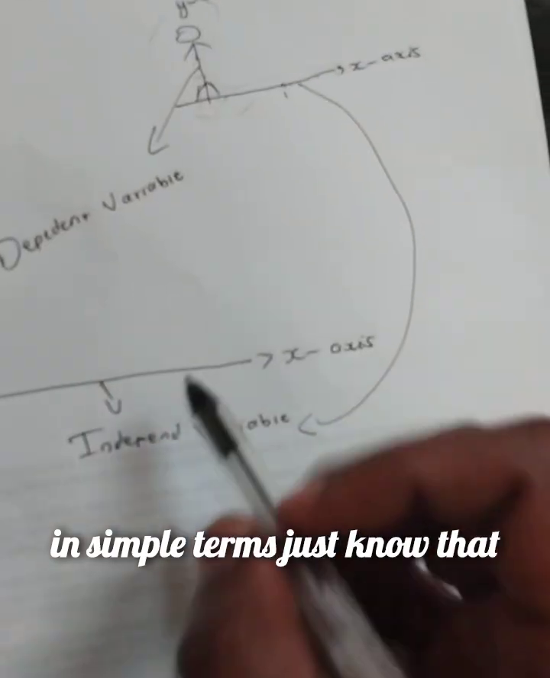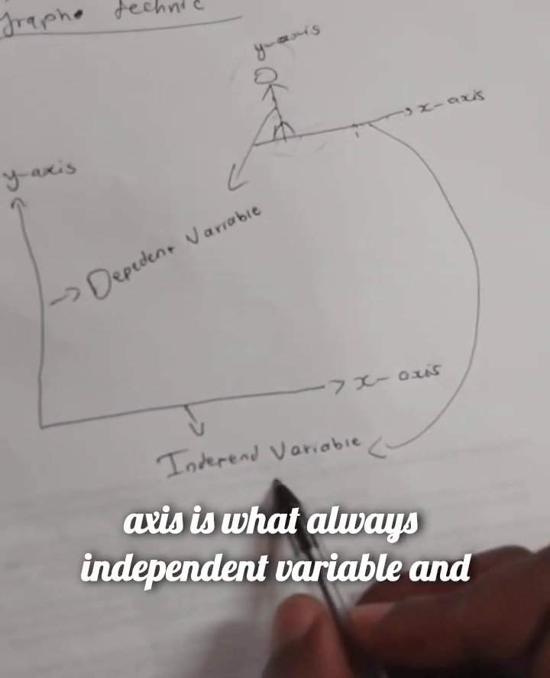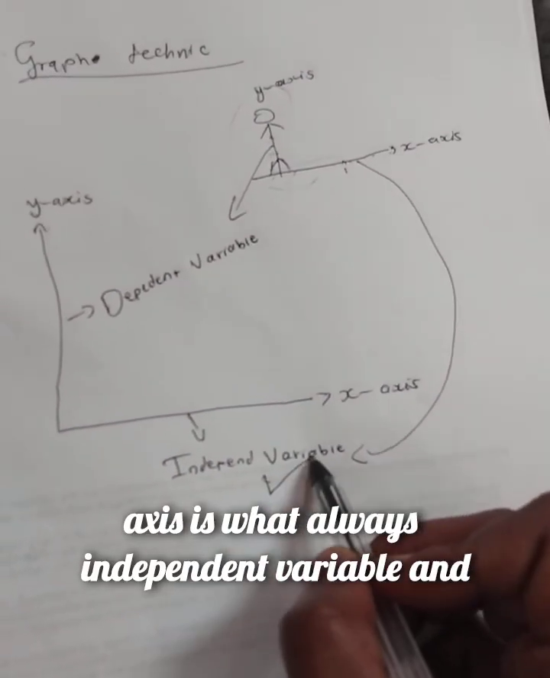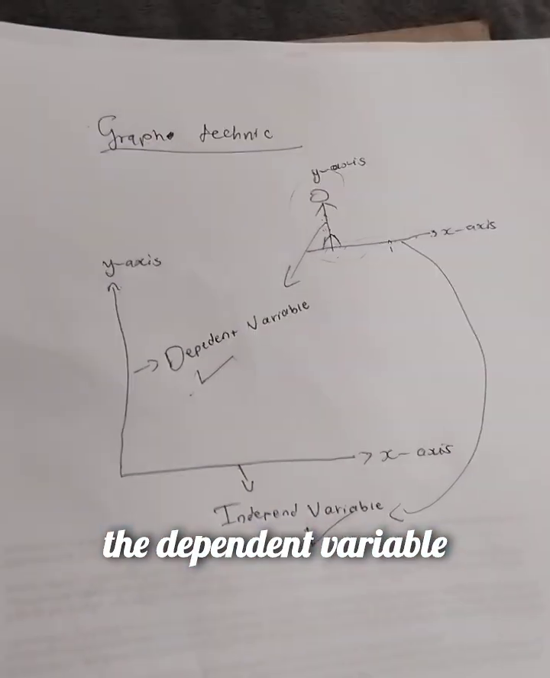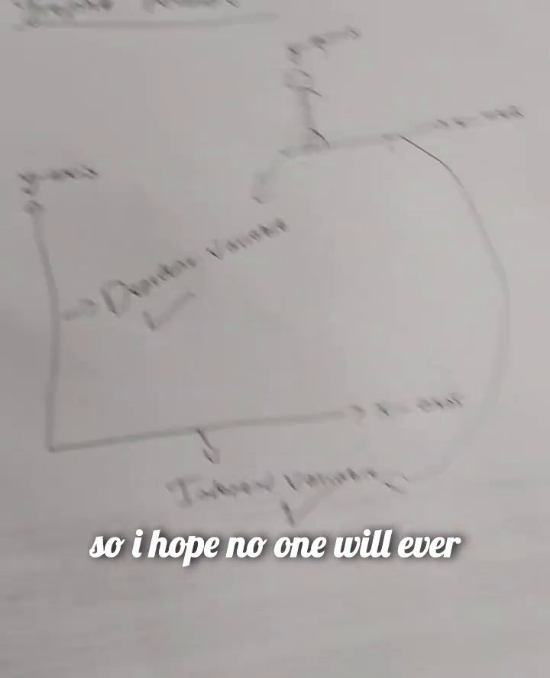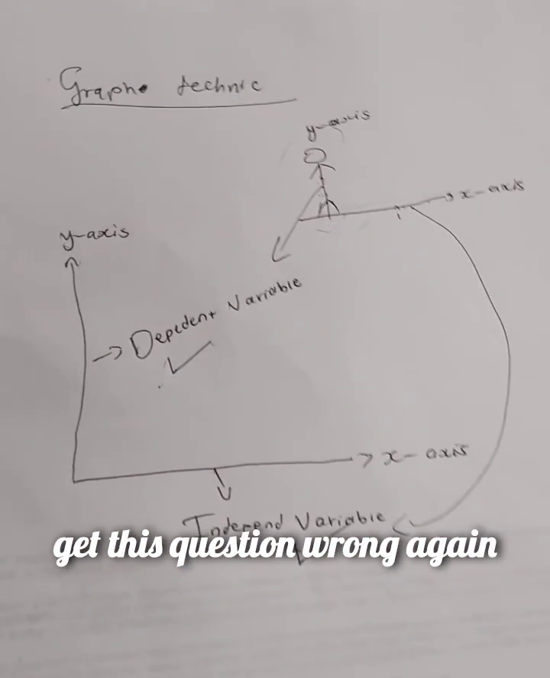So in simple terms, just know that the x-axis is always the independent variable, and the y-axis is always the dependent variable. So I hope no one will ever get this question wrong again.